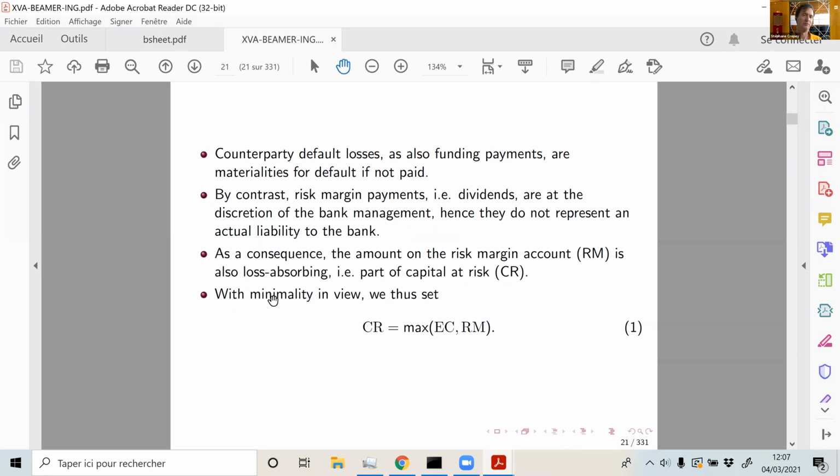And with now minimality in view, as we said, capital at risk in our model would be defined by the maximum of the economic capital that the regulator wants to see, and of whatever amount of risk margin sits on the bank accounts anyway, and is already capital at risk.